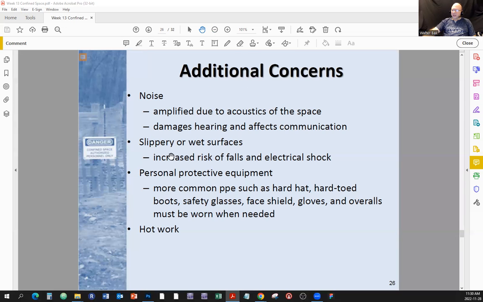What else could be other concerns? Slippery or wet surfaces. They increase the risk of falls and electrical shock. Wetness can conduct electricity. Water can conduct electricity, and some other liquids can conduct electricity. Be mindful of that. And you can simply slip and fall.